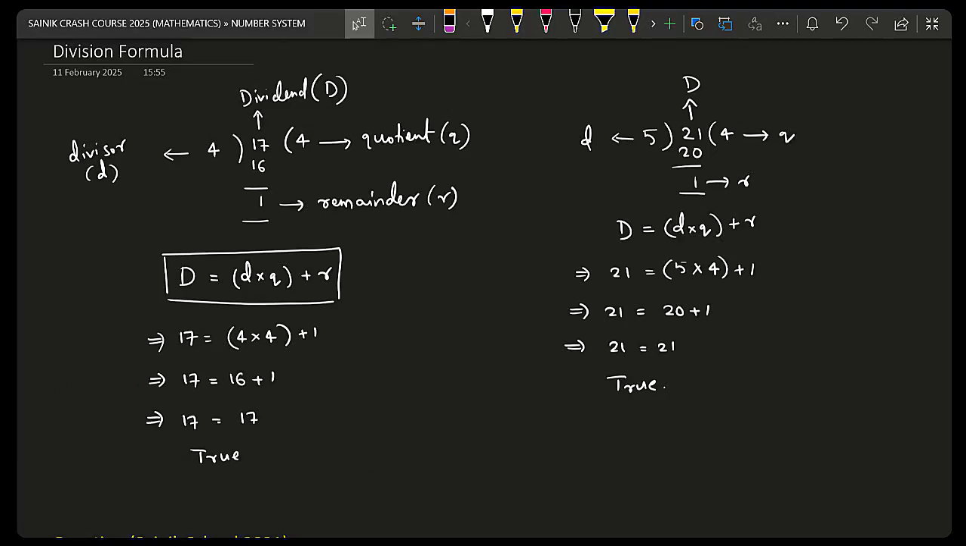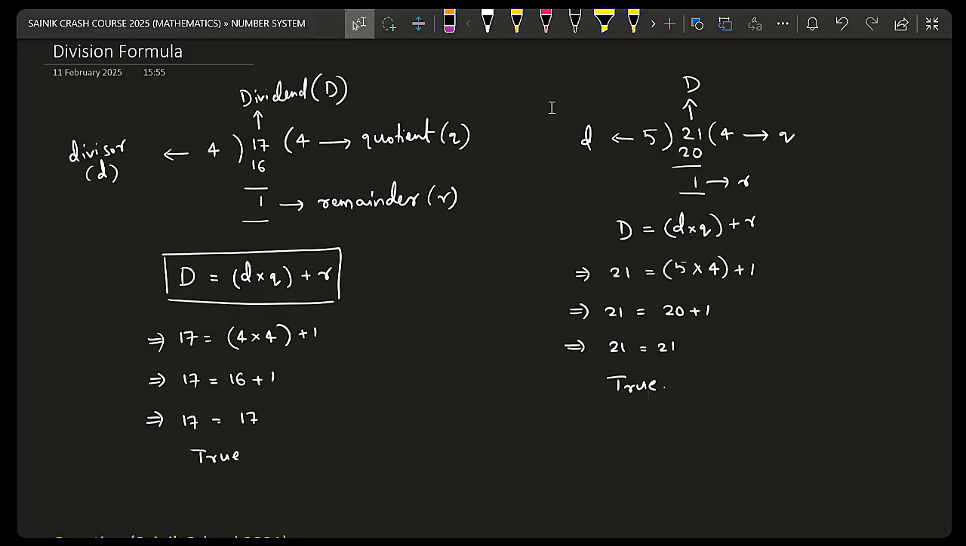Yes, Harshvardhan. Sir, may you explain once more? See, you take any division, okay?